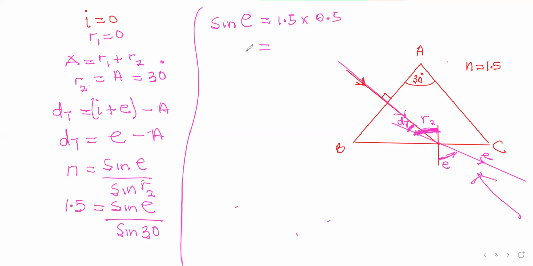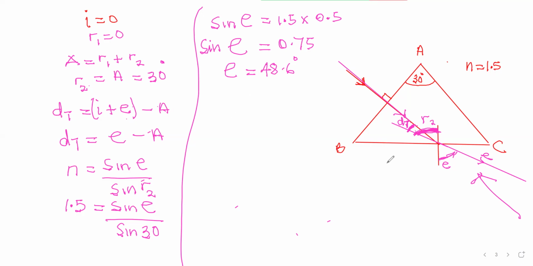Calculate this for me. Help me determine the value of E. 0.75. I mean E, not sine E. I understand you. Sine E will be 0.75. Therefore, E will be equal to 48.59, so 48.6 degrees. Because this is an angle of 48.6.